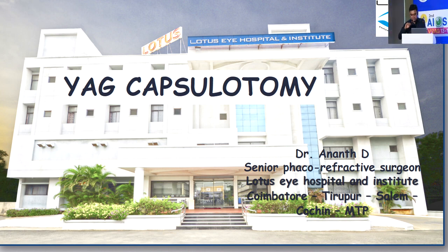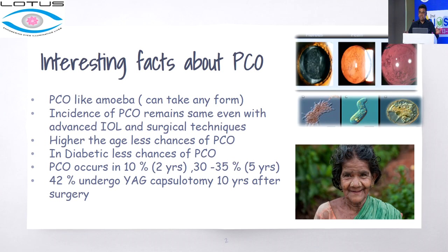First of all, thanks to ISCAR's team for including me in this symposium on routine procedures for general practitioners. I think each and every cataract surgeon would end up doing a capsulotomy. The incidence may vary from 20 to 30%. There are a few interesting facts we should know about PCO. There is no specific size or dimension for this. It's like an amoeba, it can take any shape. Whatever the technology, whatever the IOL developments, the incidence is still high.